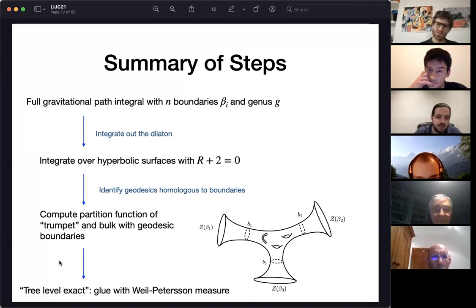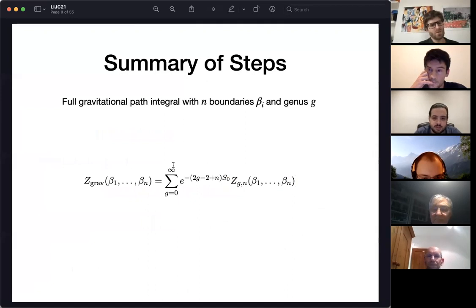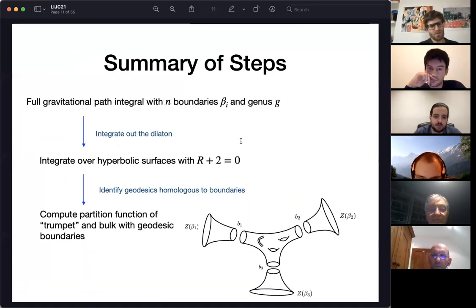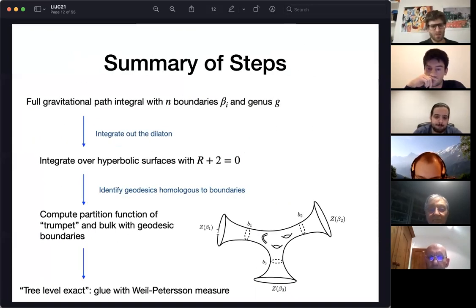That's maybe what I meant by tree-level exact. You can derive the measure from the original path integral over metrics. So the fact that you integrate out the dilaton first. Imagine this sits in an exponential. So this gives you a delta function of R+2. So you have an integral over metrics with a delta function of R+2. And then you integrate over R+2, but then you have a one loop factor that would tell you what is the right measure that you should pick when you integrate over hyperbolic surfaces.